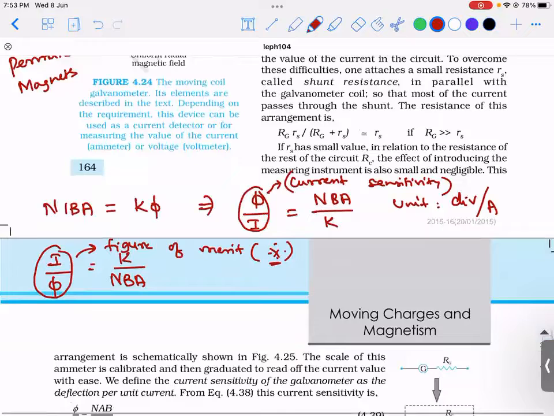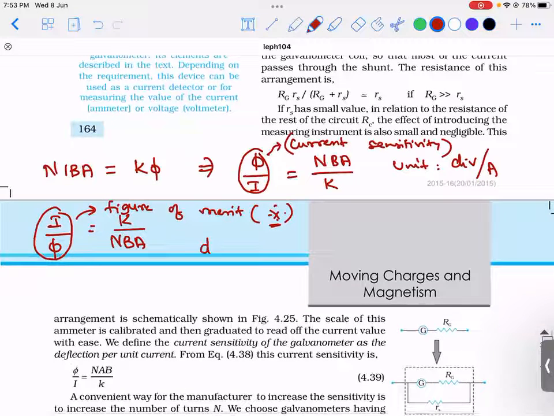Okay. So how is figure of merit defined? It is defined as the ampere per division. So how do you understand it? To produce a unit deflection, how much current are we supposed to pass? So if the pointer is 0 here, and 1 division here, for the pointer to start from 0 and stop at 1 division, how much current we need to pass is what figure of merit is all about.